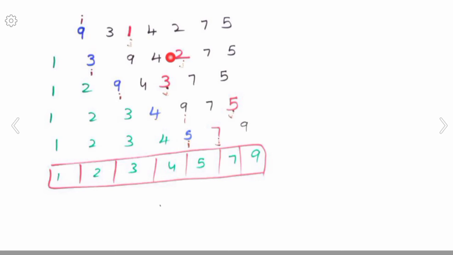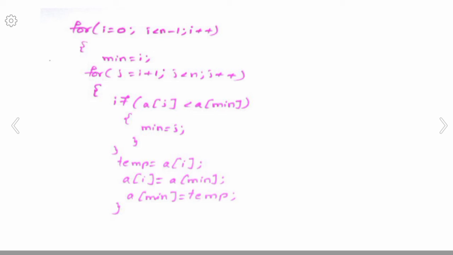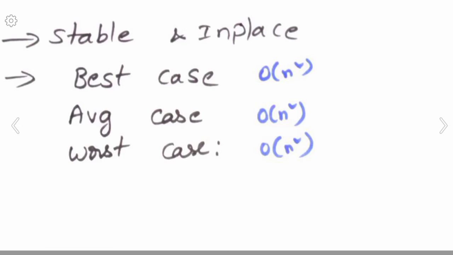So 1, 2, 3, 4 and 5. Here we are doing 2 times, for 4 and 5, and 6. So we are doing 6 comparisons here. That's why we are taking 0 to 6. First of all, we consider minimum equals to I.